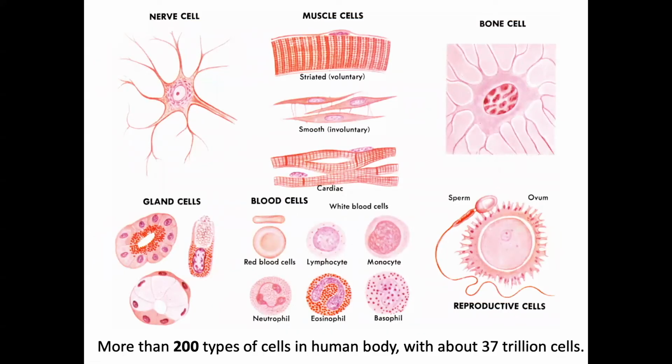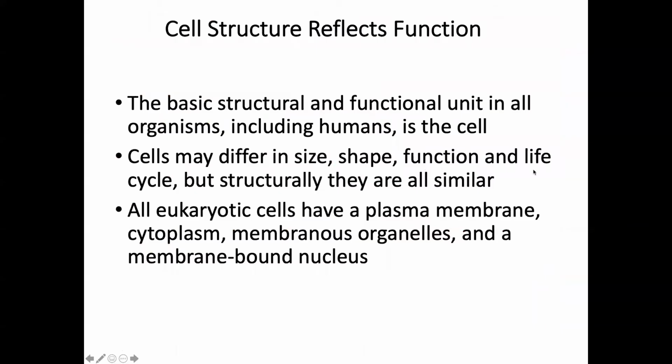There are more than 200 types of cells in our human body, with about 37 trillion cells. Cells may have different shapes that are best suited for their functions. As we learned from the cell theory, the basic structural and functional unit in all organisms is the cell. Although they may look different, structurally they are all very similar. All eukaryotic cells have a plasma membrane, cytoplasm, membranous organelles, and a membrane-bound nucleus. We will talk about those in detail later.